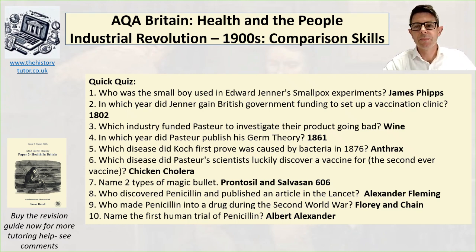With Jenner, obviously he experimented and took a chance on his experiments using cowpox to prevent smallpox. But he published his report and the government then funded him to help him. So government, an important factor of change.